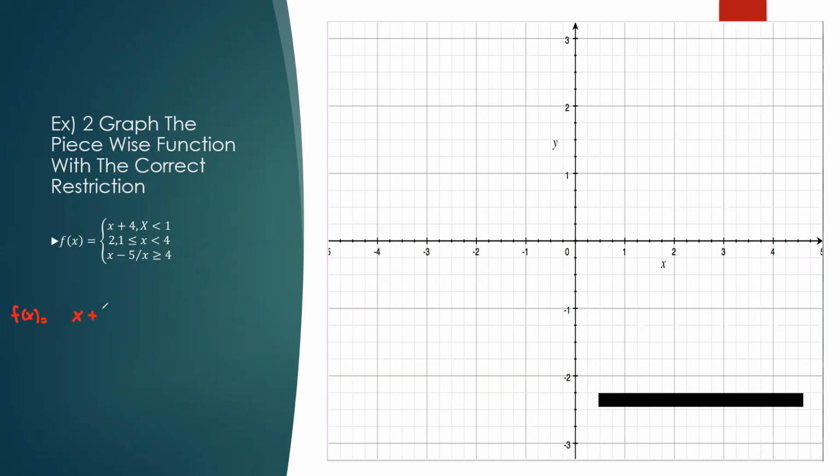So the first one is x plus 4, where x is less than 1. The other one is 2, where x is greater than or equal to 1 and less than 4. And then the other one is x minus 5, where x is greater than or equal to 4. Okay, so we have 3 linear lines, and we're going to graph it. So let's start. What color should we use first? Let's use blue for the first one.